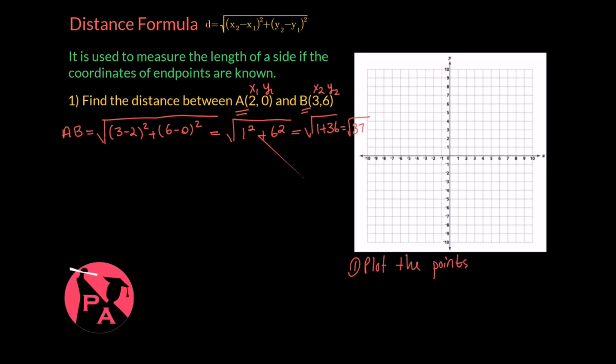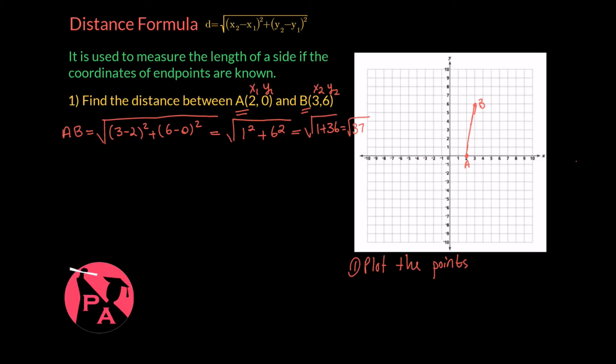Point A tells us to go right 2 units and up 0. So, that's point A. Point B, we are going to go 3 units to the right and up 6. So point B is right here. Now the question is about the distance from A to B. So we can imagine that there is a segment that connects these 2 points like that.